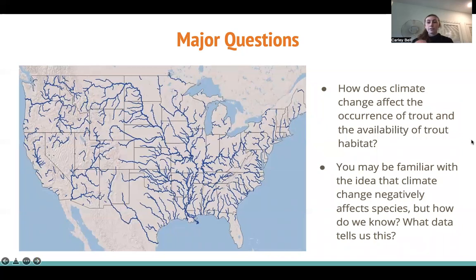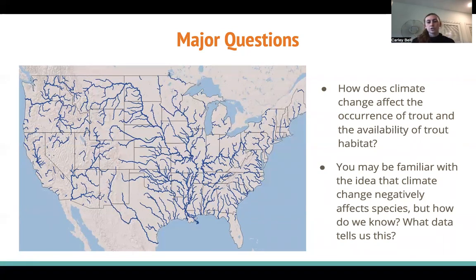So now, after we have the background, we know what trout is and we know the characteristics that they have and we know what climate change is. How exactly does climate change affect the occurrence of trout and the availability of trout habitat? That's what we're going to get into. And all that means, the occurrence of trout, the only thing that means is the presence of trout in a specific area that is suitable for them. And the availability of trout habitat is just a habitat that is suitable for them. So this is the exact same thing. It's just kind of two different ways of saying it.